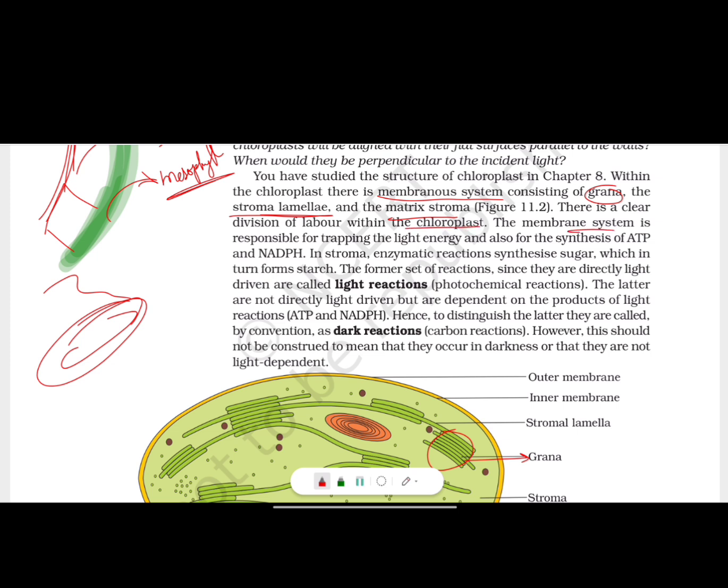The membrane system is responsible for trapping the light energy, and also for the synthesis of ATP. So here we have to remember two things. The membranous system is responsible for what? It's responsible for trapping the light and also synthesis of ATP. What is the work of the membrane system? The work of the membrane system is to trap the light and synthesize the ATP, and very important, NADPH also.